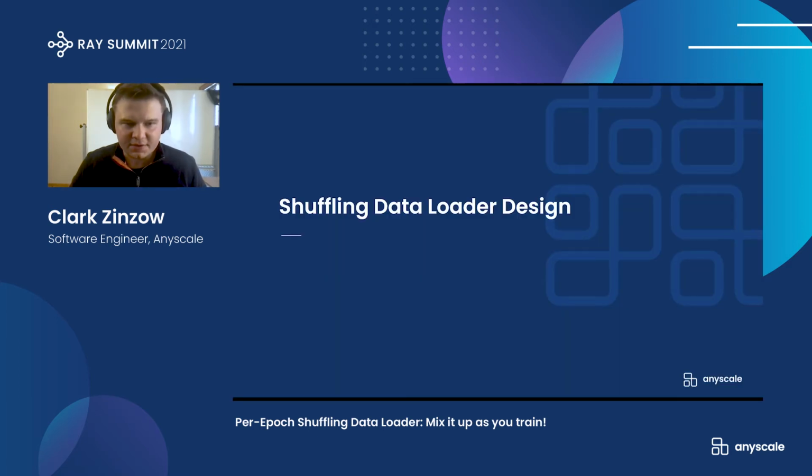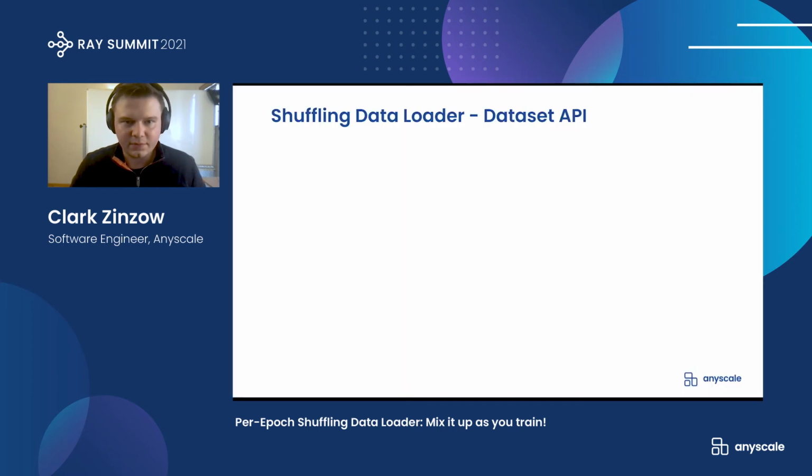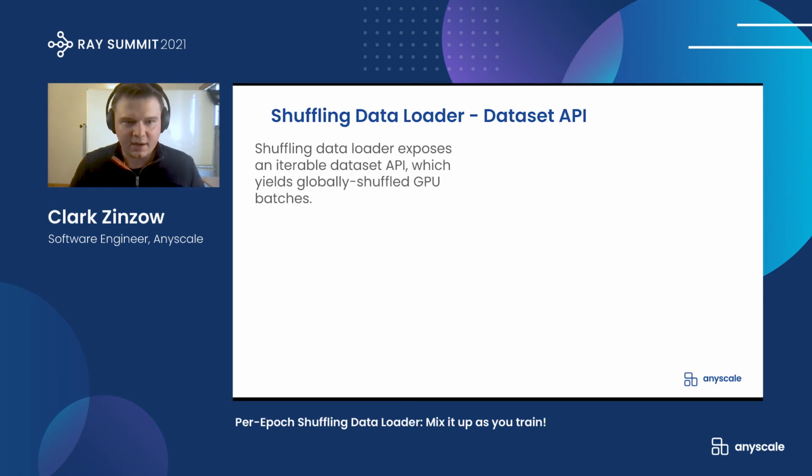Now, we've finally gotten to the design of the shuffling data loader, the big meat of the talk. So I'm going to talk briefly about the API for the data loader and its architecture. First, if you're familiar with the PyTorch data loaders or with the TensorFlow data loaders, it offers a similar dataset API, particularly an iterable API that yields these globally shuffled GPU batches, hiding all of the shuffler implementation and all that complexity.